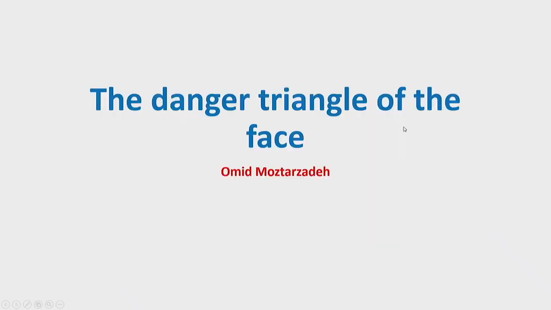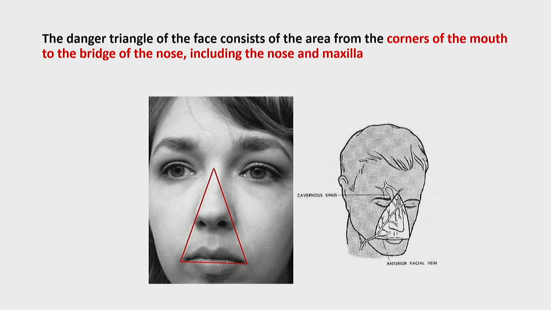This is clinically important. And when I reach this place, I have to tell you that in the face region there is a danger triangle of the face. This danger triangle is this area, connecting the angles of the mouth together, and the apex of this triangle goes to the root of the nose. It's an area where your nose is, your upper lip is, and part of the maxilla is, and they call it the danger triangle of the face. Why?